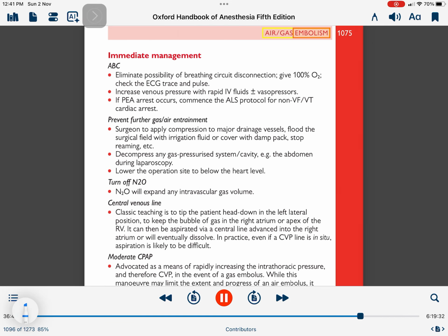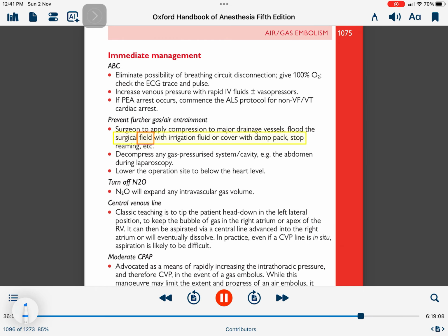Air/gas embolism, immediate management: ABC, eliminate the possibility of breathing circuit disconnection, give 100% O2. Check the ECG trace and pulse, increase venous pressure with rapid IV fluids plus or minus vasopressors. If PEA arrest occurs, commence the ALS protocol for non-VF/VT cardiac arrest. Prevent further gas or air entrainment. Surgeon to apply compression to major drainage vessels.